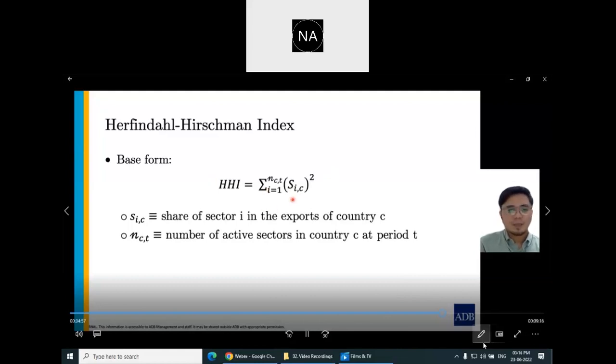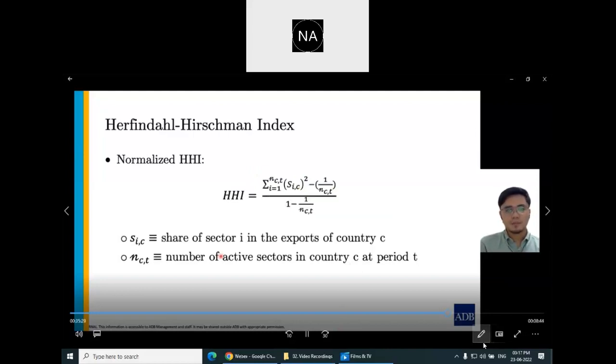Mathematically, the Herfindahl-Hirschman index, or HHI, is given by this equation, where S_ic is the share of sector i in the exports of country c, while N_ct is the number of active sectors in country c at period t. So basically, you will just need to get first the share of sector i in the exports of country c and take the square of that and take the sum for all of the active sectors in country c at period t.